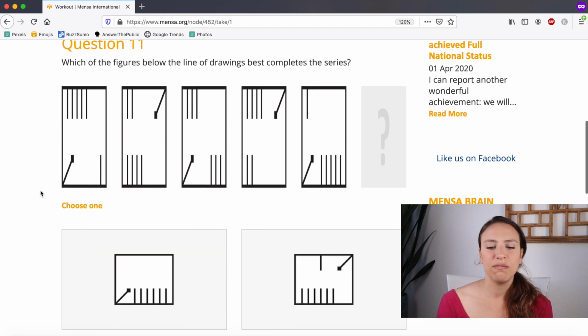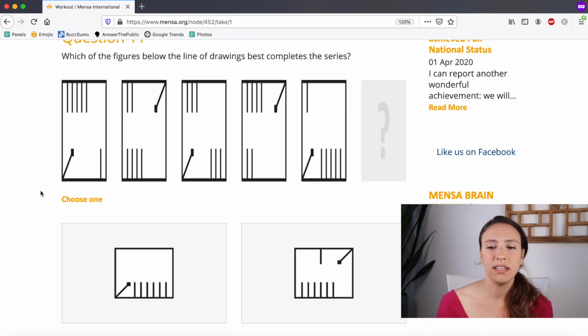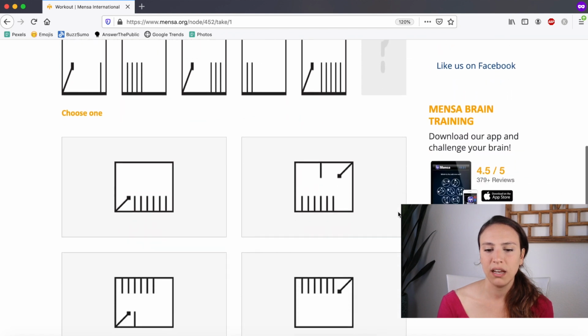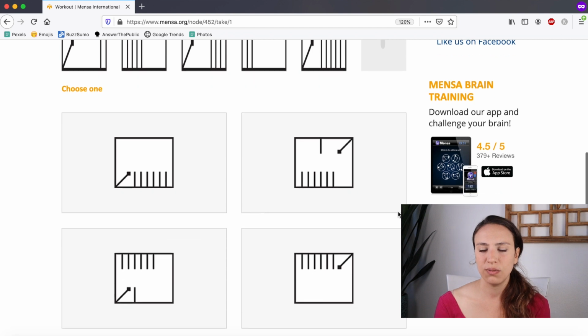Here we have another visual one about completing the series. So I like to look at the elements separately on these puzzles. What I'm noticing is, for example, the diagonal line goes from left to right, upper right, lower left, upper right, lower left. So I would expect the next one to probably be on the upper right, which leaves me with these two options.